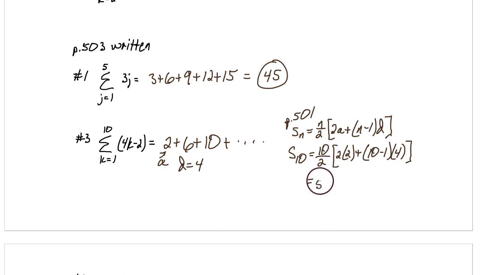10 divided by 2 is 5. Now what about inside the brackets? We have 4 plus 9 times 4, which is 36. So to get the answer, we have 5 times 40, which is 200. So one way to find the sum is to fully do the expansion and then add the terms together. A second and possibly faster way is to apply a formula.